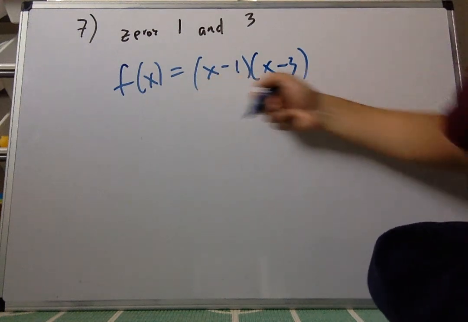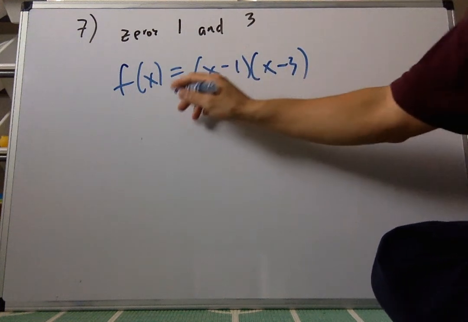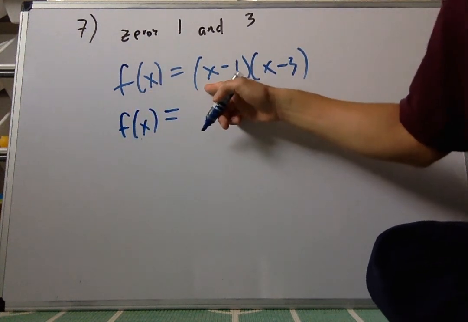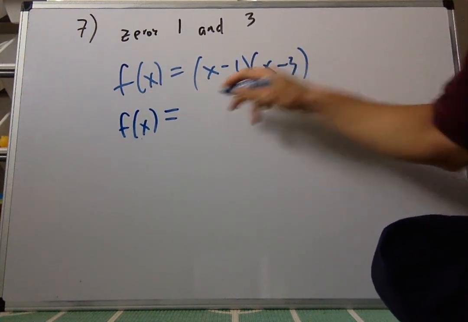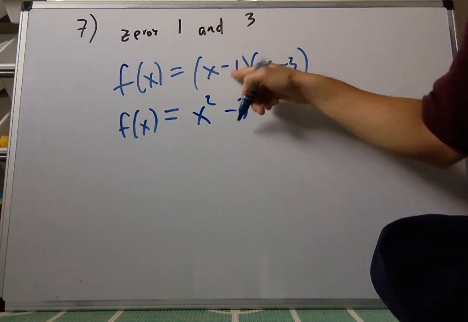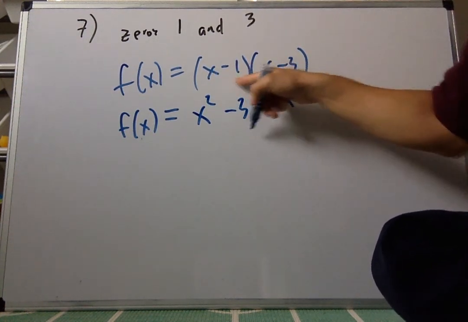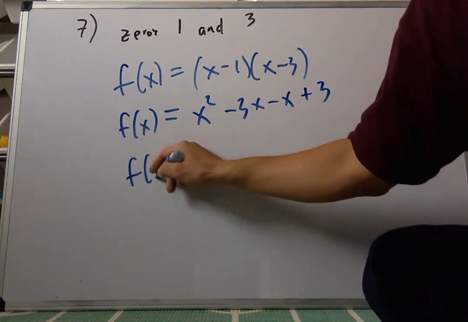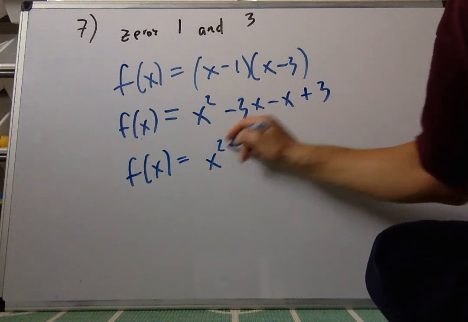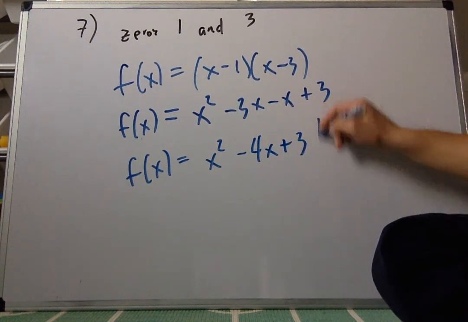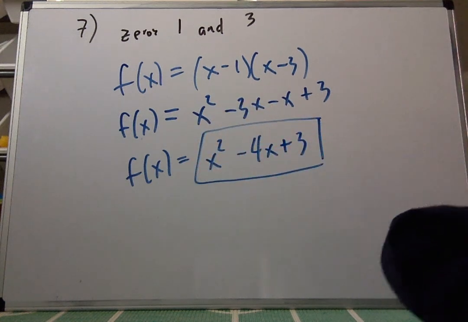Now this is essentially the answer already, but I just want to multiply it out to give me the general form, the standard form of it. So multiply it out, meaning you're going to FOIL the thing. x times x is x squared. x times negative 3 is negative 3x. Negative 1 times x is negative x. Negative 1 times negative 3 is positive 3. And then I just simplify that a little bit. Negative 3x minus x is negative 4x. And there it is. Boom, done.